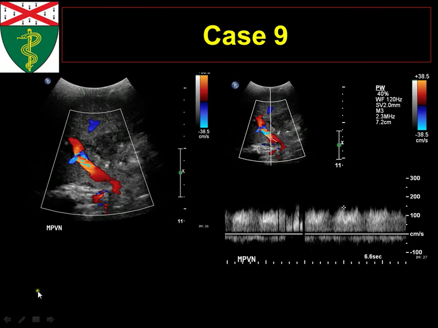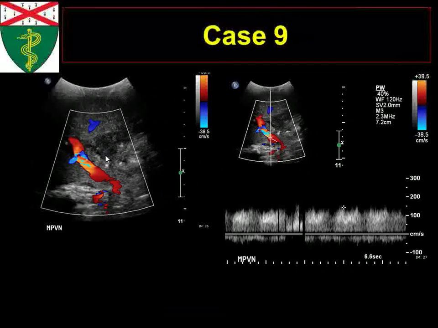What's going on over here? So we're interrogating the porta hepatis. We see a really nice flow in the main portal vein, right? It's going towards the liver. Good flow over here. What aren't we seeing in the porta hepatis that we should see right next to it? Hepatic artery. I think Tom said hepatic artery.